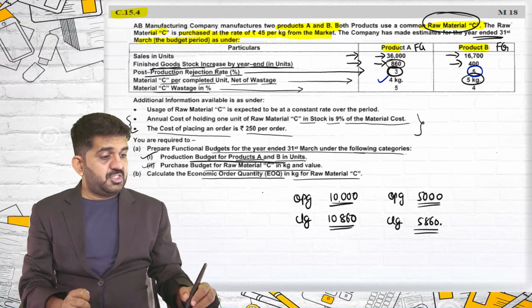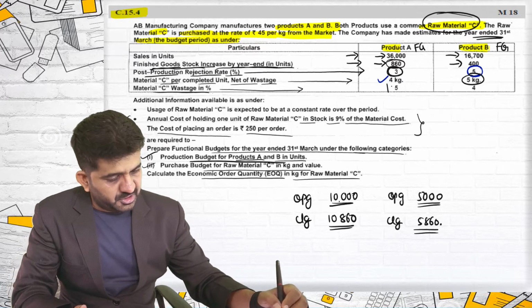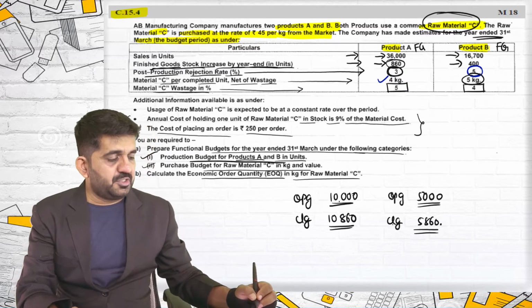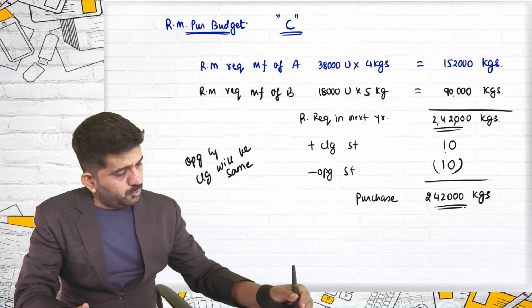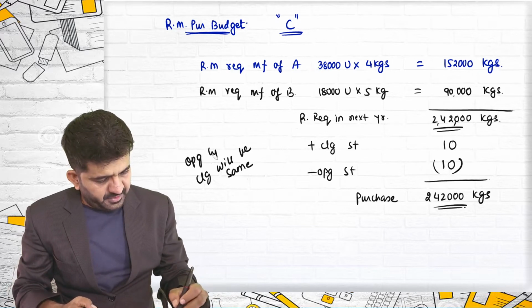Yes, there is a wastage in raw material also. Okay, we have not considered it, we should consider it. There is 5% wastage in raw material for A and 4% wastage in raw material for B. So in raw material also we will have to do the same thing. So we'll have to change our answer somewhat.